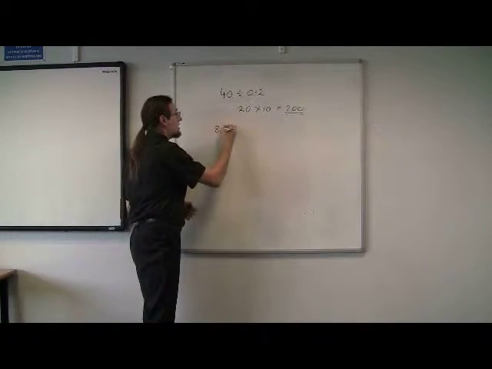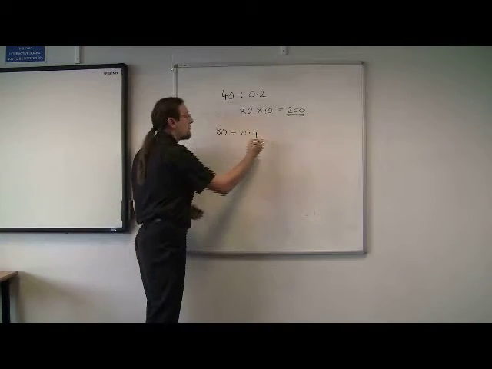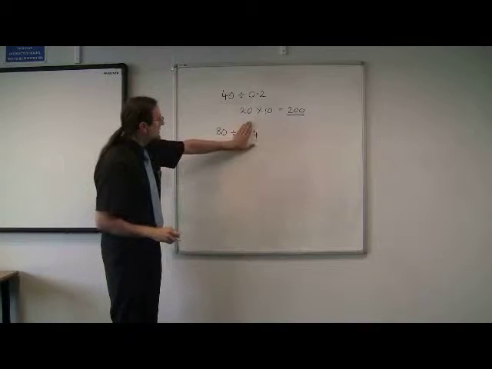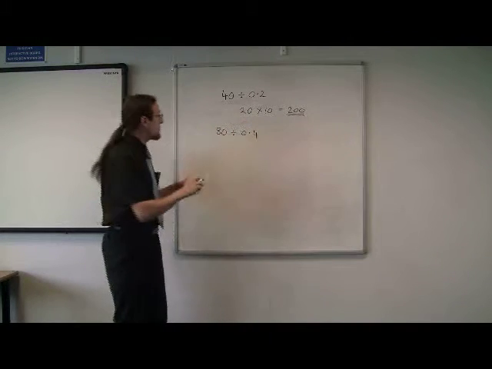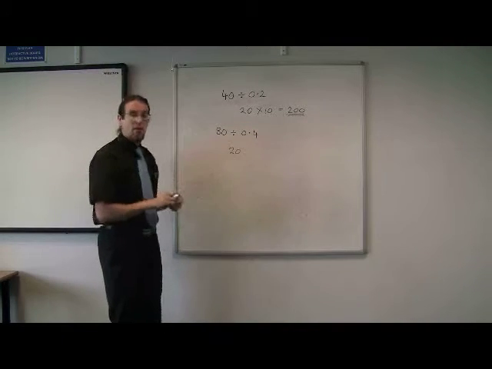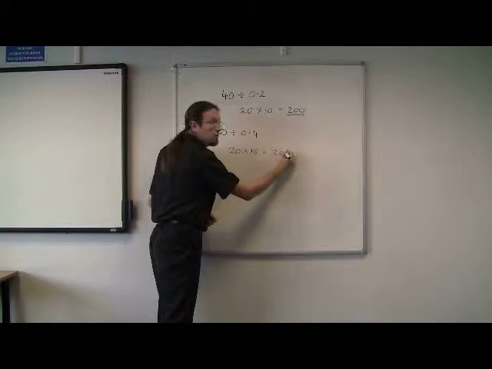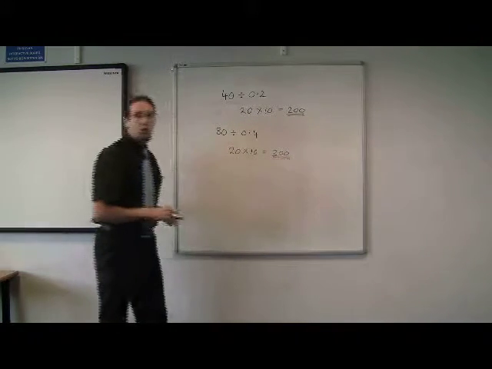Let's have a look at 80 divided by 0.4. 80 divided by 4 gives us 20, but it's 0.4, so we times by 10. Solution, 200 again.